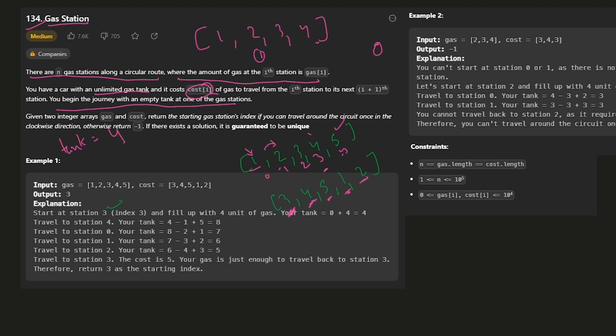Now guys, you can see that I completed this circuit successfully. So I can say that starting from the third index, I can complete a circuit in the clockwise direction. So now we have to return this third index. So I can say that the answer is nothing but 3. You can see in the output as well. So this is how you can solve this problem.